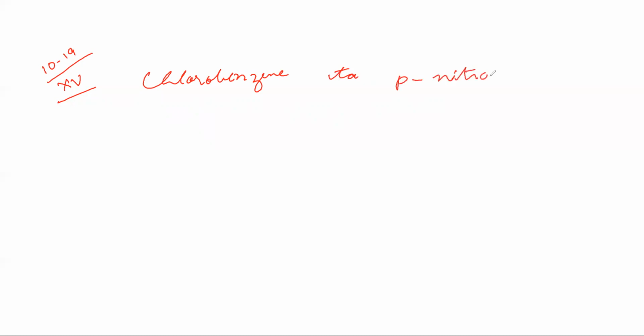Okay, next we are going to go for chlorobenzene. This is also 10.19. Chlorobenzene to para-nitrophenol. Now in chlorobenzene to para-nitrophenol, let us first write the formula and then start doing this reaction.